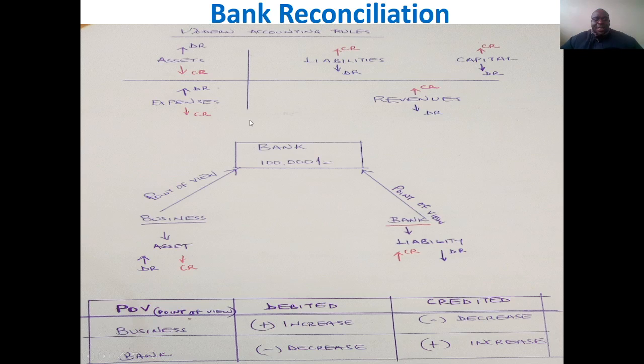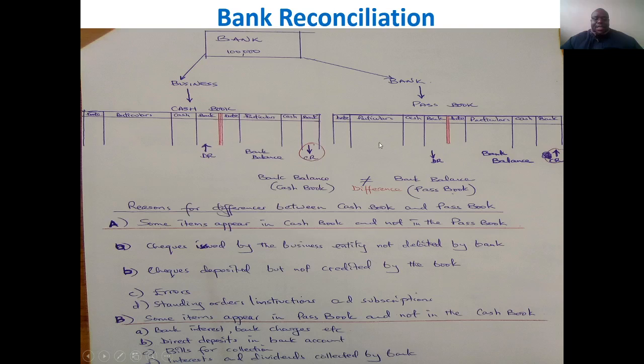And as we have seen, there may be discrepancies or differences. So the bank balance according to the cash book may be different from the bank balance according to the passbook. And we have reasons for these differences between the cash book and the passbook. So, number A, some of the items that appear in the cash book and not in the passbook that may bring about this difference: checks issued by the business and not debited by the bank.